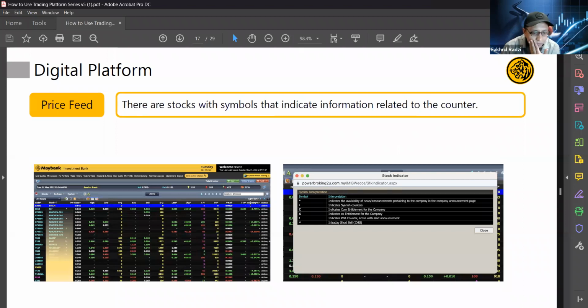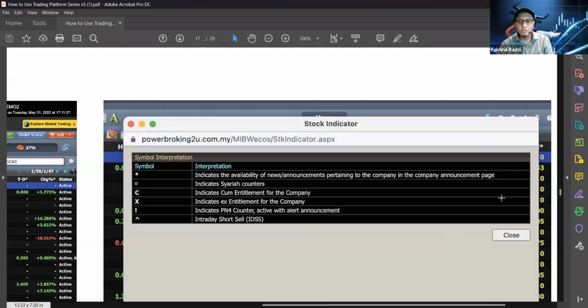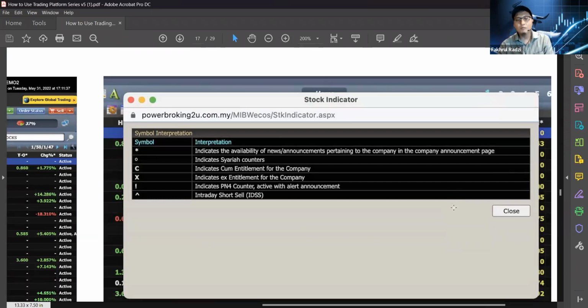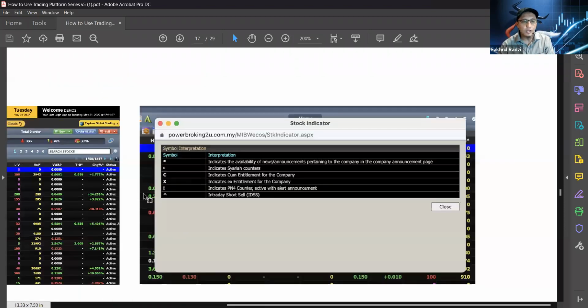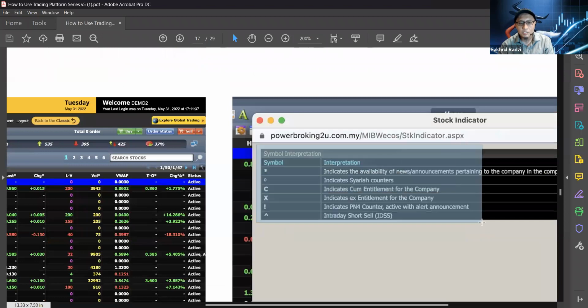Next in the price feed, there are stocks with symbols that indicate information related to the counter. Maybe you want to take a screenshot or snap of the stock indicator. Actually, don't worry. You can get this symbol interpretation in our platform.